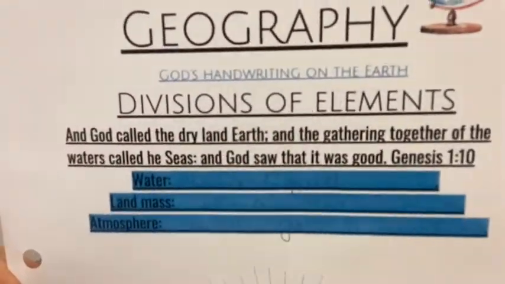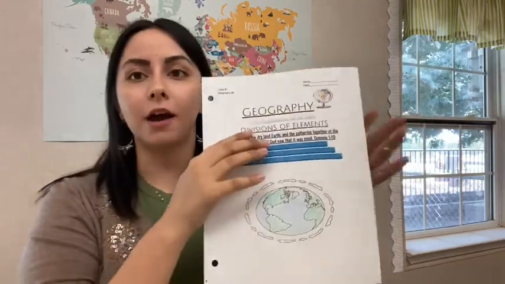All right, beginners, so moving on to geography, you should have a page that looks just like this one right here. And it says geography, God's handwriting on the what? On the earth. And today we're gonna be talking about divisions of elements. All right, let's read our Bible verse really quickly.